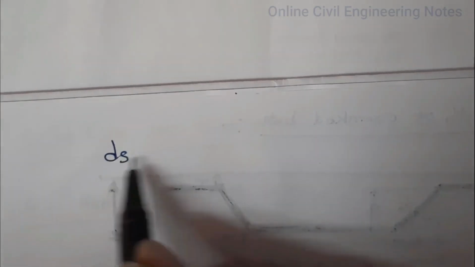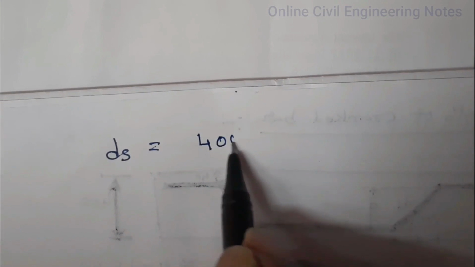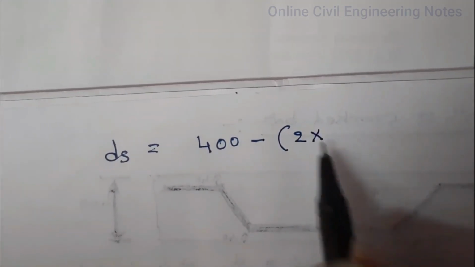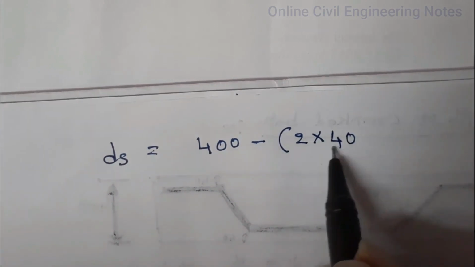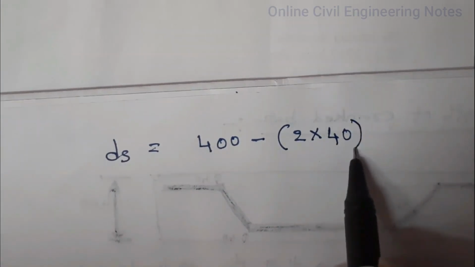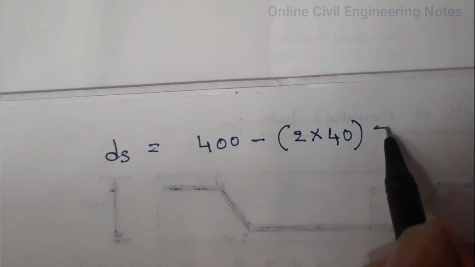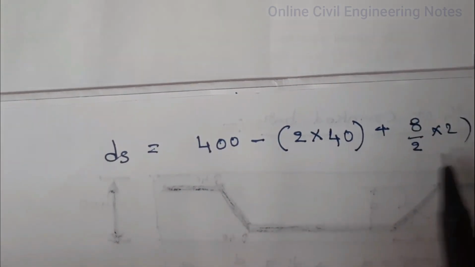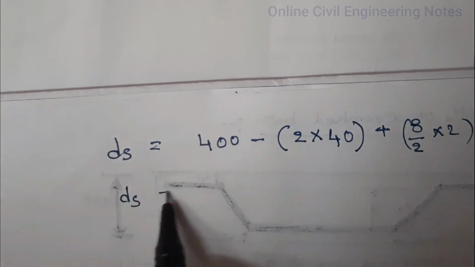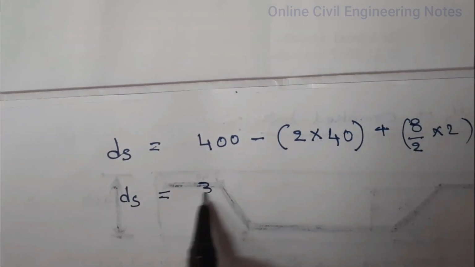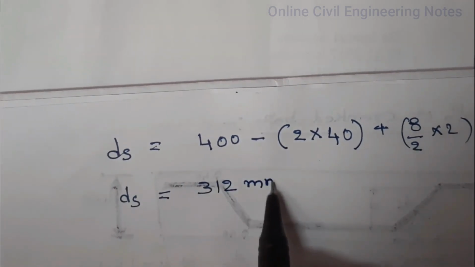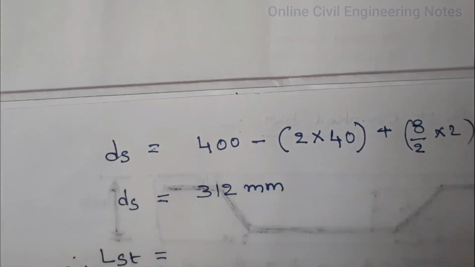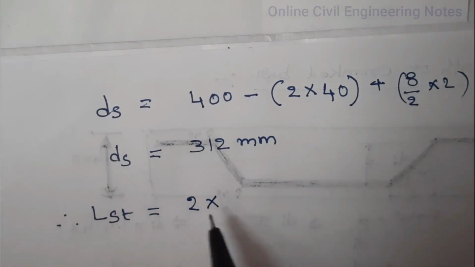DS is equal to 400, the overall depth of the beam, minus 2 into 40, top cover minus bottom cover, plus half of dia into 2. DS is equal to 312 mm. Therefore, length of the stirrup is equal to 2 into BS.